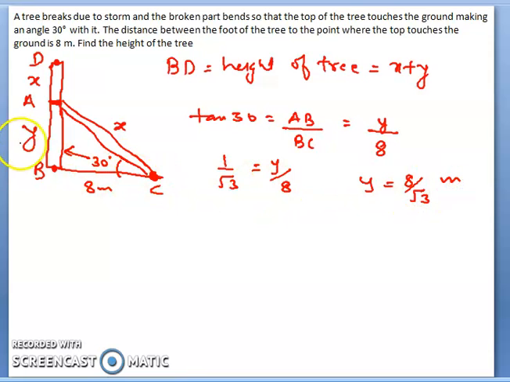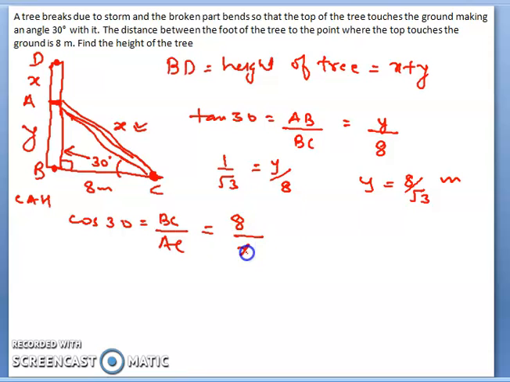Now if I wanted to find x, because we need to calculate x and y both, so x is what in this case? Hypotenuse, because this is 90 degree, opposite to 90 is hypotenuse, and this is adjacent. So cos theta, right? Cos 30 degree is equal to how much we can write here? Adjacent upon hypotenuse, which is AC. So adjacent is 8 upon x.